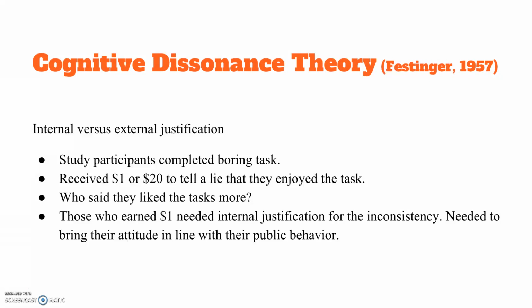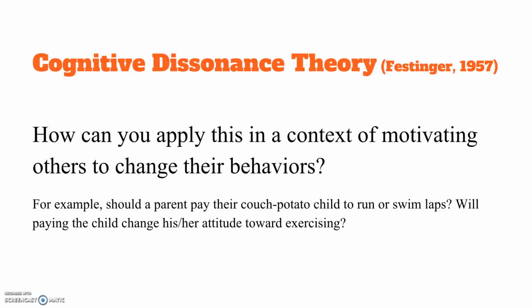So then the original participants completed a survey about how much they liked the task that they actually did. So who do you think said they liked the task more? The ones who received $1 or the ones who received $20? Well, those who received $1 needed internal justification for the inconsistency. They needed to bring their attitude in line with their public behavior. So the people who earned $1 said that they liked the task even more. Hope that makes sense.